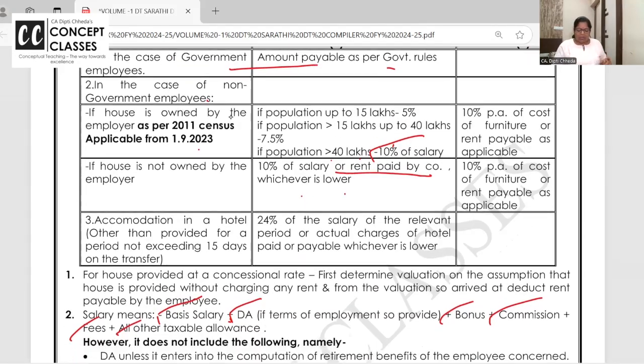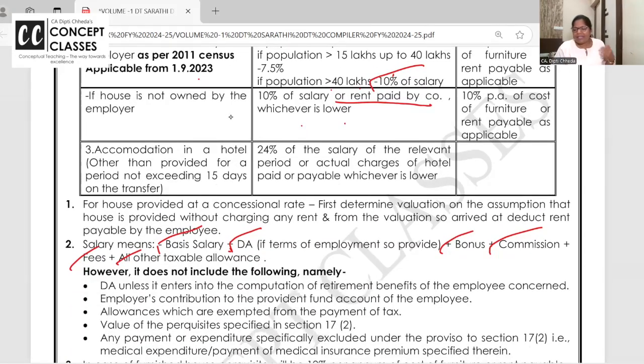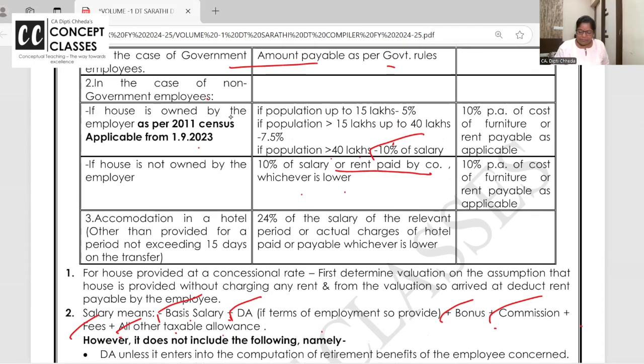फिर से एक बार, व्हाट इज डेफिनेशन ऑफ सैलरी अंटिल नाउ एवरीवेयर? क्या गाना बजना चाहिए? बेसिक, डीए इन टर्म्स ऑफ रिटायरमेंट एंड कमीशन. नाउ बेसिक, डीए, बोनस, कमीशन, फीस, ऑल अदर टैक्सेबल अलाउंसेस. ठीक है, राइट.